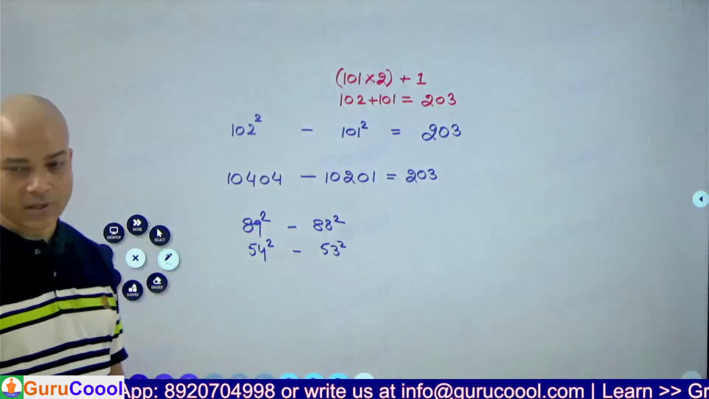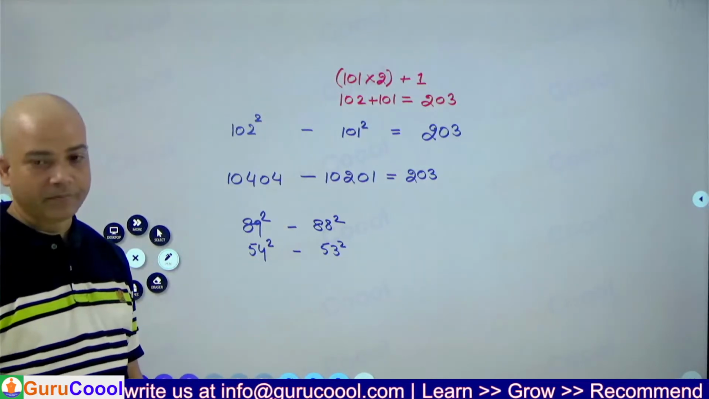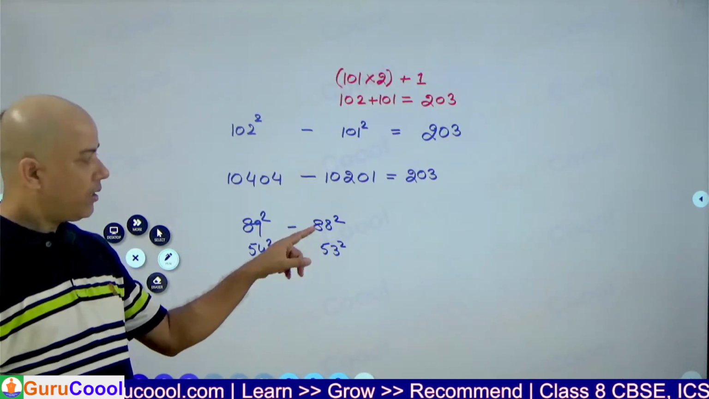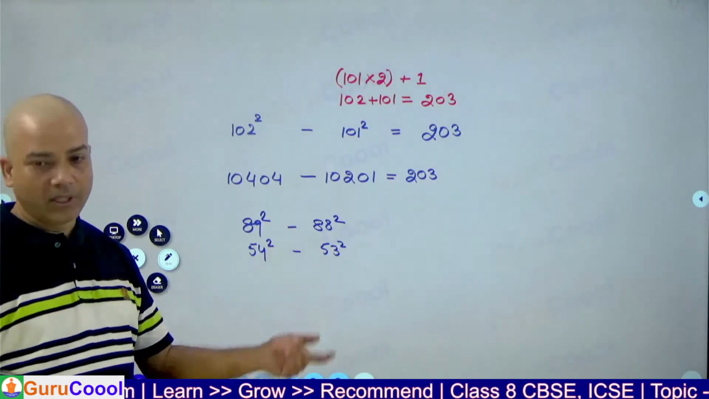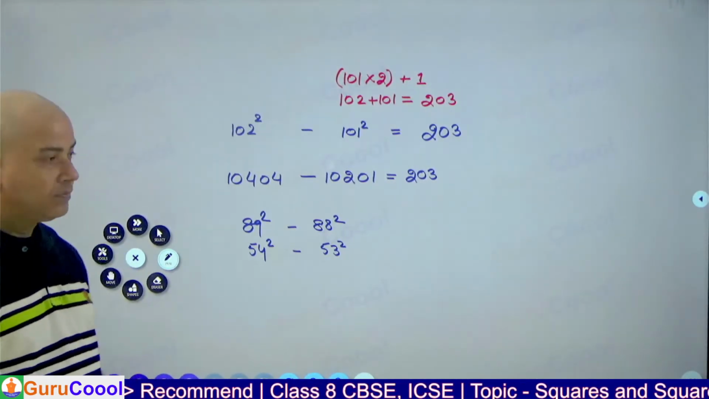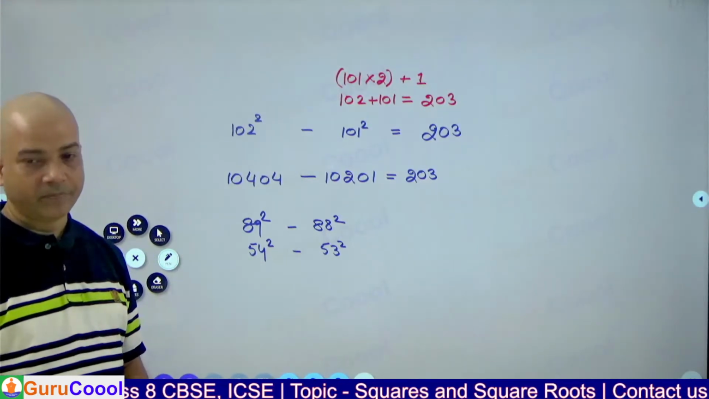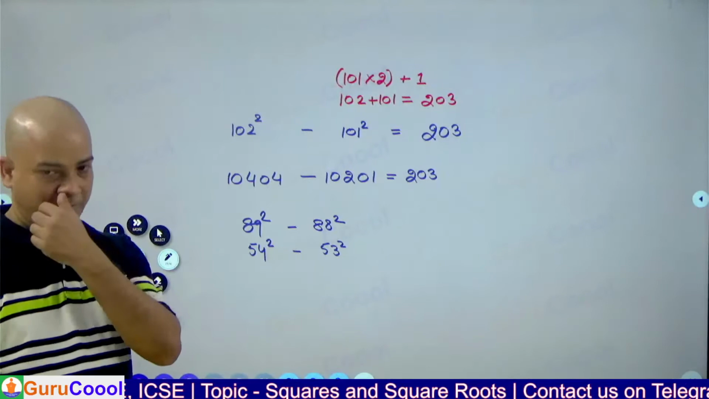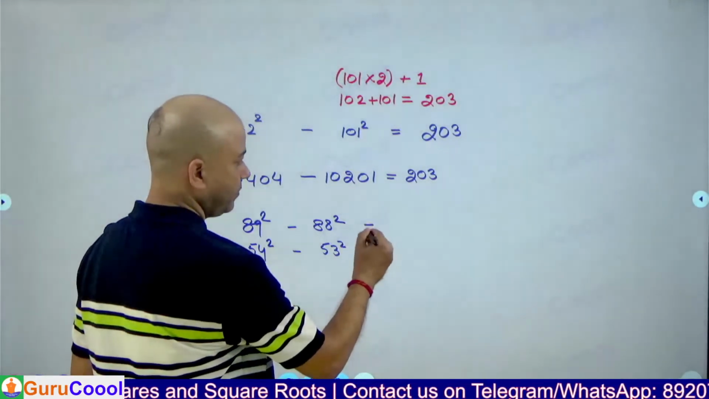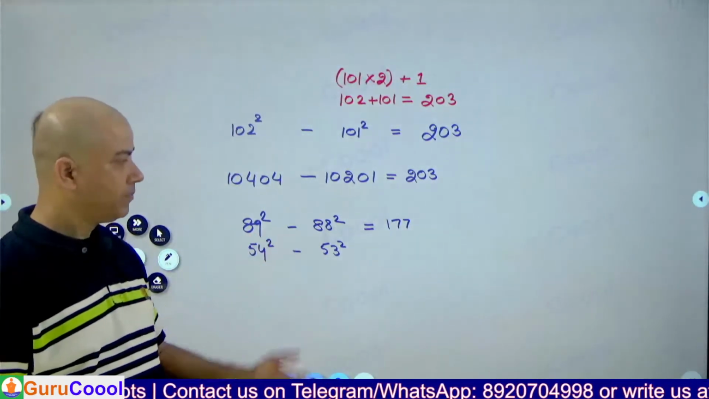There are two shortcuts. See here as well, 89 square minus 88 square. I will take the smaller number, 88. 88 times 2, what is that? 176. Add 1 to it. 177. Done. My answer came. I don't need to square any of them. Check it.